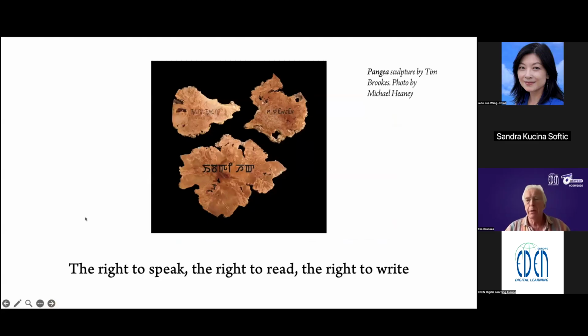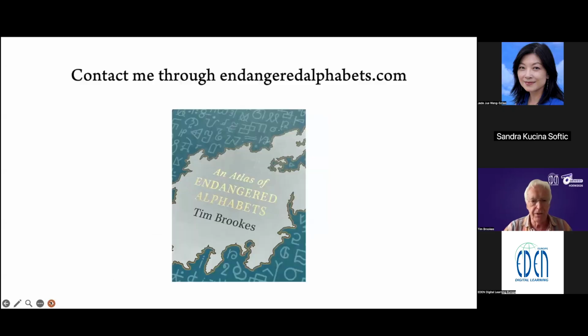The last thing I want to leave you with is this idea. This is one of my sculptures, and the 3 pieces of text in 3 different endangered scripts say the right to speak, the right to read, the right to write. And that is sort of my motto.